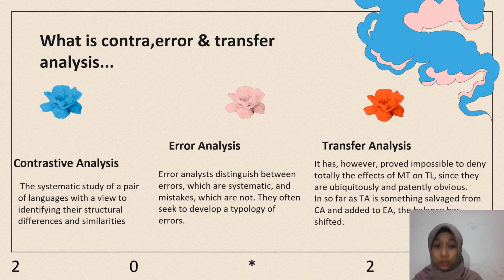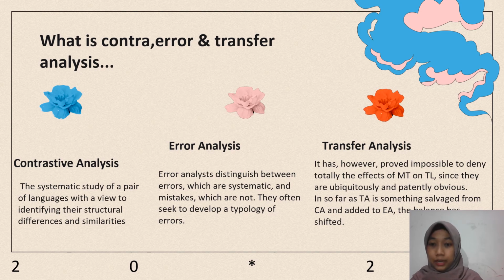So, what are contrastive, error, and transfer analysis? First, contrastive analysis: the systematic study of a pair of languages with a view to identifying their structural differences and similarities. Next, error analysis. Error analysis distinguishes between errors, which are systematic, and mistakes, which are not. They often seek to develop a typology of errors.